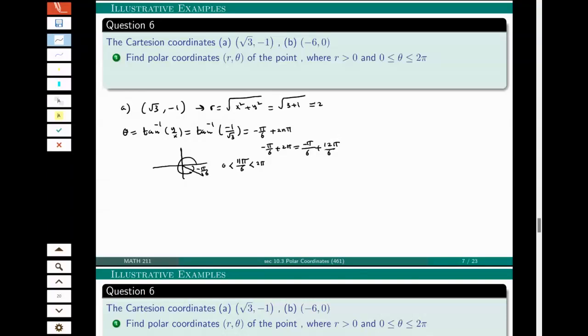So if we want the radius to be positive, we can say this point, which is square root of 3 and minus 1, is equivalent in polar coordinates to radius equal to 2 and angle 11 pi over 6.